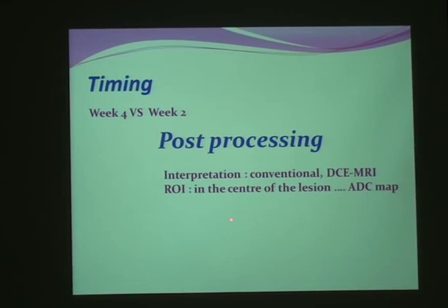Post-processing includes, as we return again, we'll start with our conventional imaging, assessing the morphology. Then we'll do the dynamic contrast enhanced MRI, get our lesion identified and get our curve, and then put the region of interest in the center of the lesion. We start with contrast enhancement to delineate the lesion, as we know, and then finally we get our ADC map.